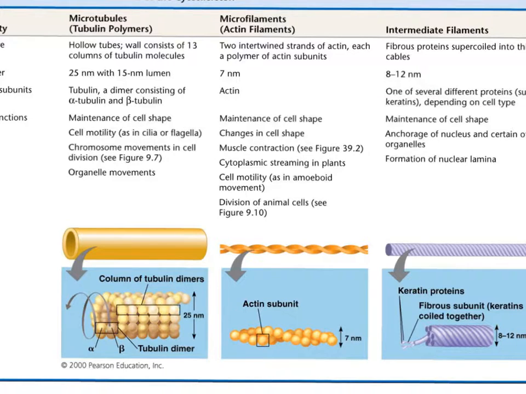What is that important for? If the cell's going to move, how am I going to push that cell membrane out? By adding subunits. As I continue to add subunits, the membrane is pushed, making it longer. If I have to break down other parts, I can take the subunits away. This is dynamic. They can be put together, broken apart, and changed. The intermediate filaments are less dynamic, a little more stagnant. They form the nuclear lamina. What's the nuclear lamina?